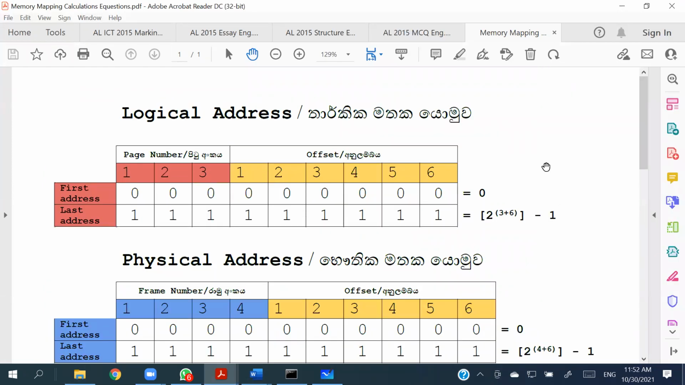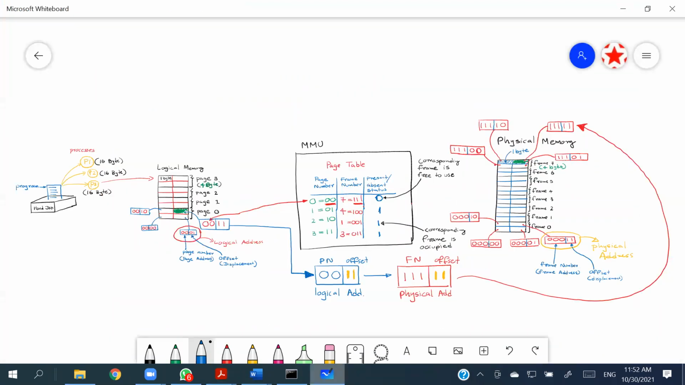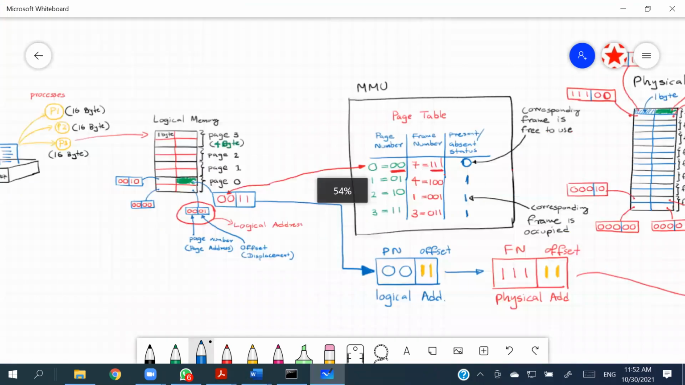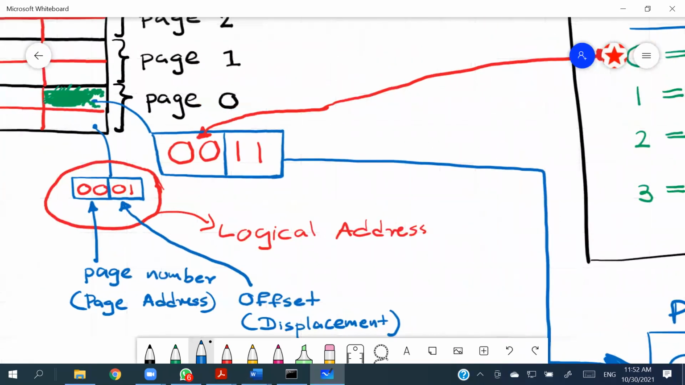Now, here I have given you a particular logical address and a physical address, and the structure of it. Let me explain this to you. In this diagram, we had something called the logical address. This is called the logical address. As you can remember, the logical address is on the logical memory.